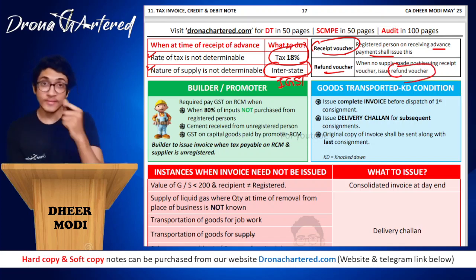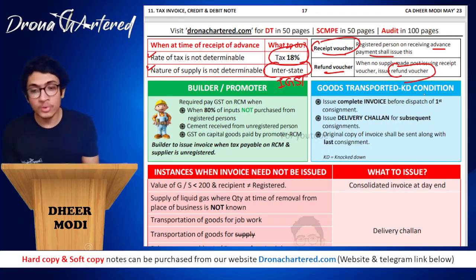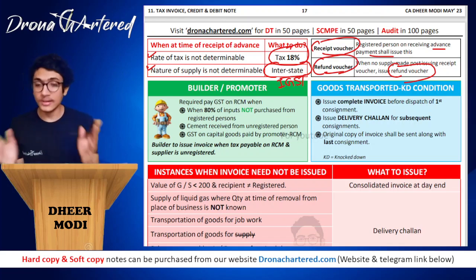For example, you received an advance and you have not been able to fulfill the supply. For some reason the transaction did not take place, so you refund the amount to him. So in such a case, you will be issuing a refund voucher to the customer. So when you get money, it is a receipt voucher. When you give money, it is a refund voucher.